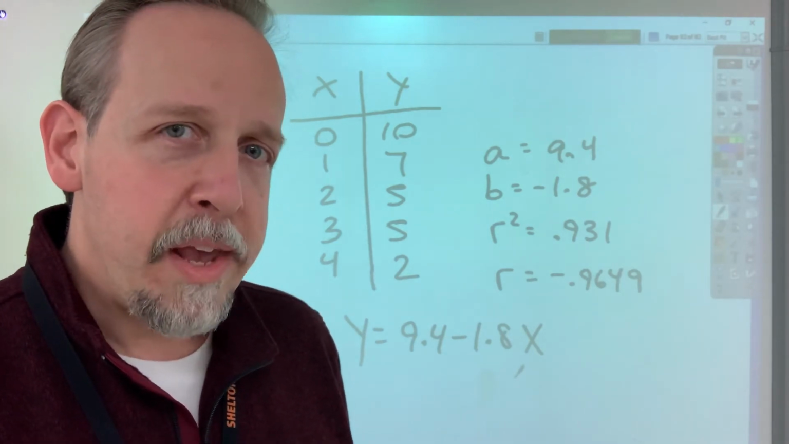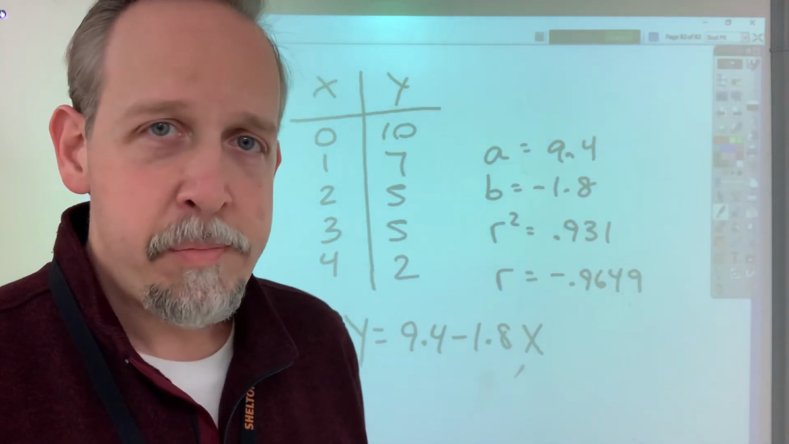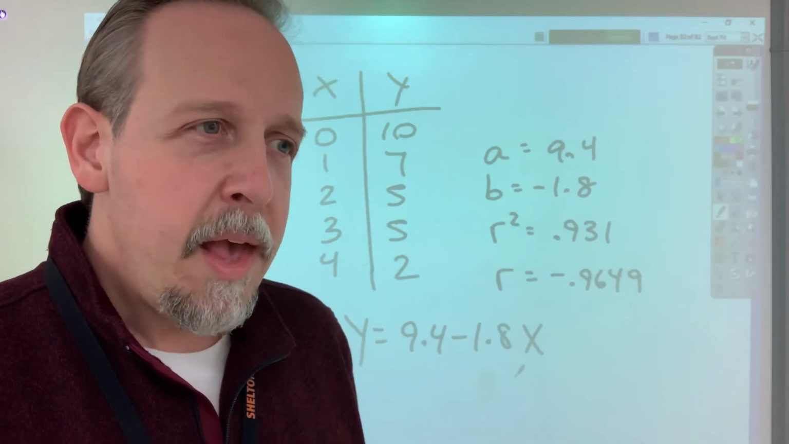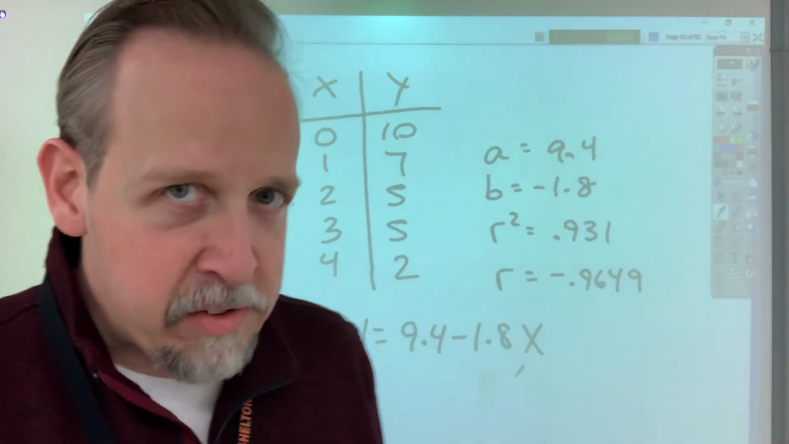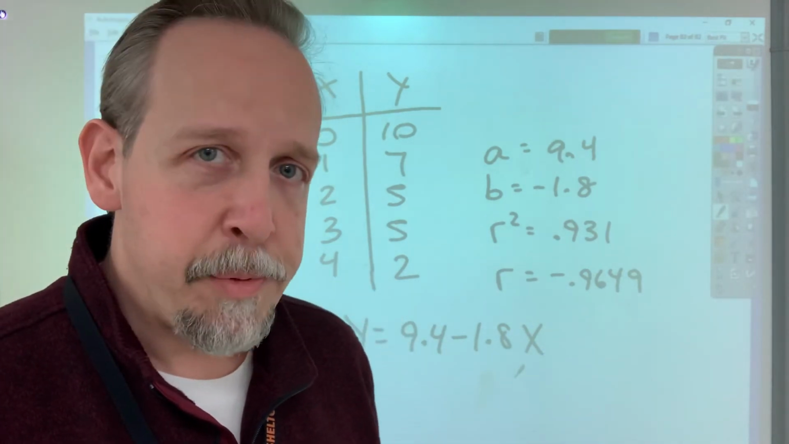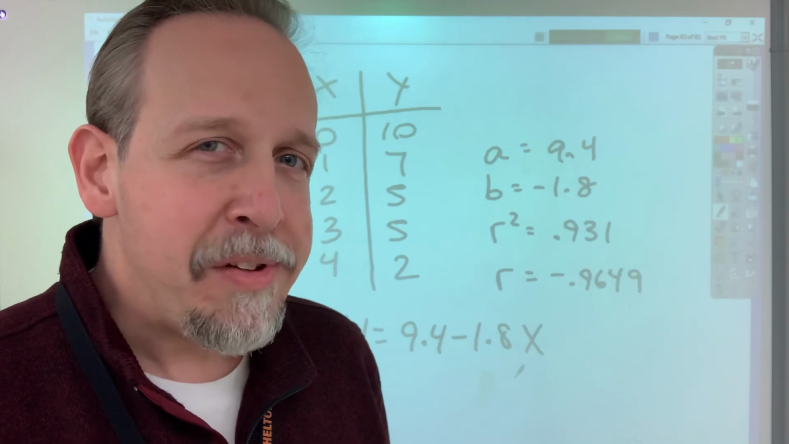The R value is called a correlation coefficient. That's its real name. It tells you strength and direction. The R square is obviously the R value squared. That's pretty simple. It's called the coefficient of determination.